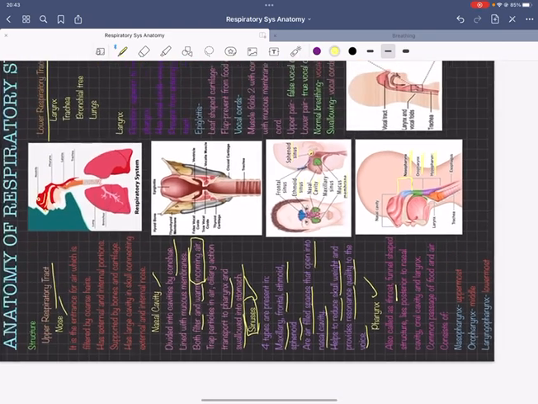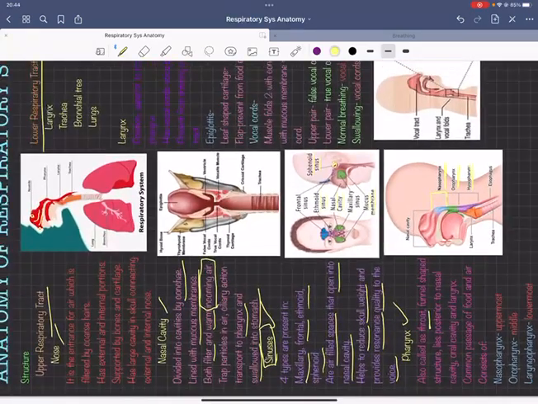So these were the structures present in the upper respiratory tract, which usually help to humidify and filter the air that enters further into the lower respiratory tract.